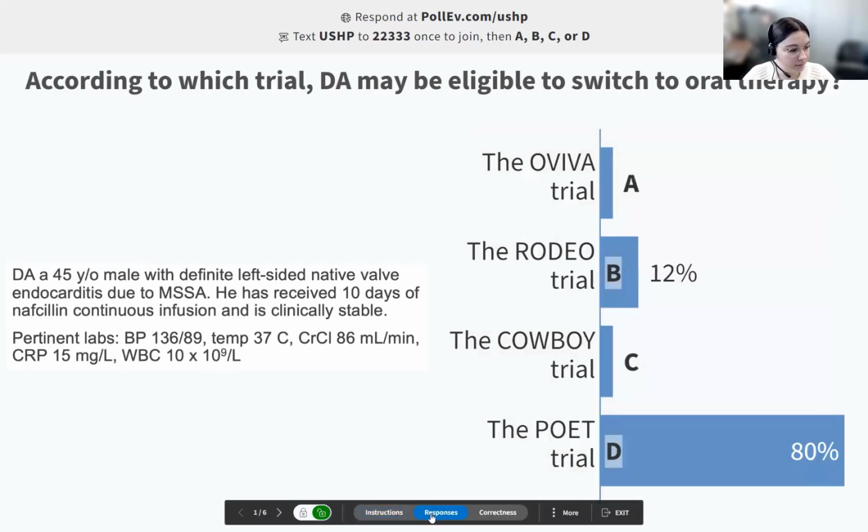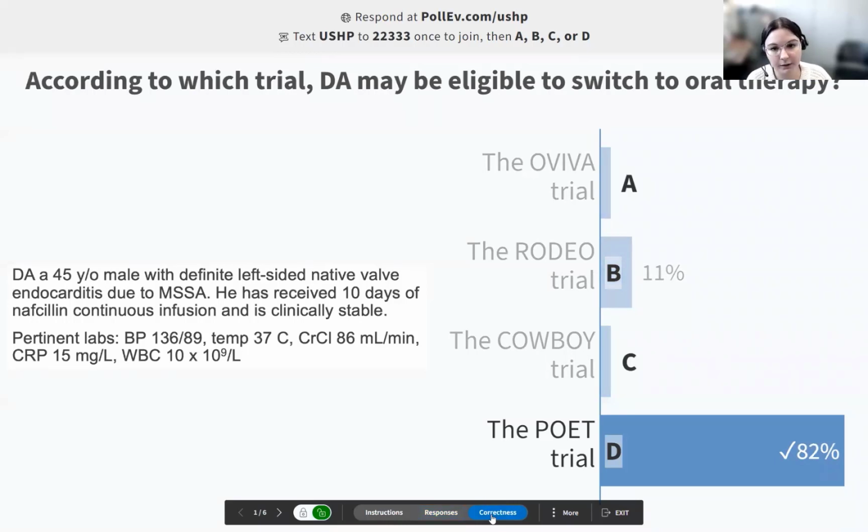So D definitely seems to be the most popular answer, the POET trial. And that is correct. So first, starting with A, the Oviva trial is really our landmark trial for bone and joint infections. The Rodeo trial has not quite come out yet, so it isn't what we would cite for switching to orals yet. But once that data does come out, it could become a very significant piece of information for us.